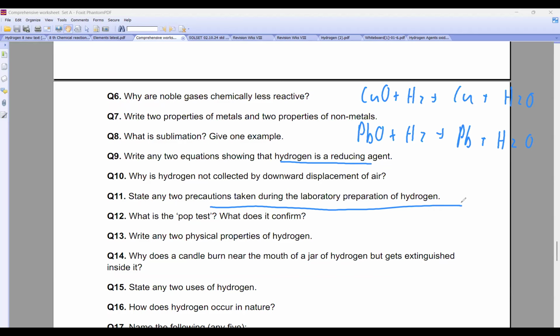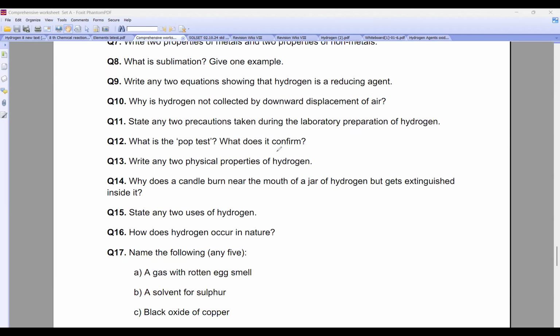The lower end of the thistle funnel should be immersed. No burning flame should be brought near. The entire apparatus should be airtight. What is the pop test? What does it confirm? When a burning flame is brought near hydrogen, it burns with a pop sound. If a pop sound comes, it is impure hydrogen, a hydrogen-air mixture.